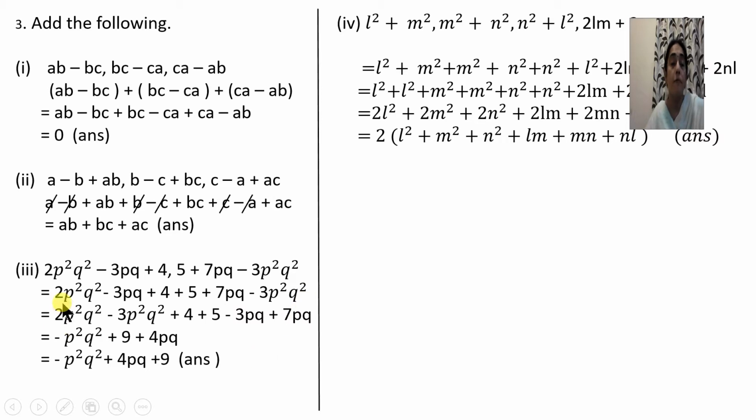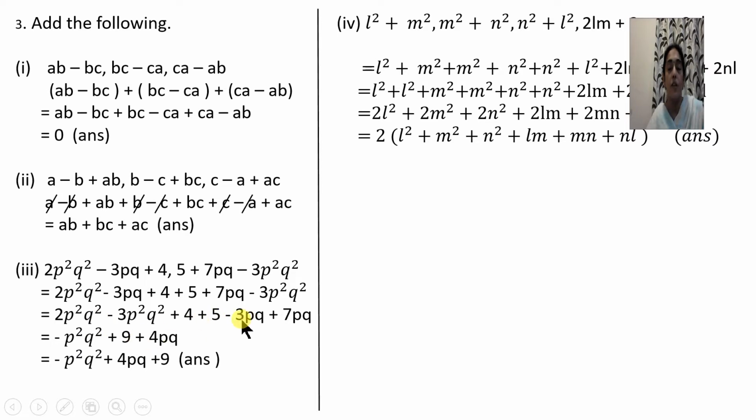Now, after collecting the like terms, you see the coefficients of these two like terms. One is plus 2, another is minus 3. So, signs are different. When signs are different, you subtract. 3 minus 2 is 1. So, 1p square q square. Sign of the bigger number, which is 3, so the sign is minus. So, minus p square q square plus 9. 4 plus 5 is 9.